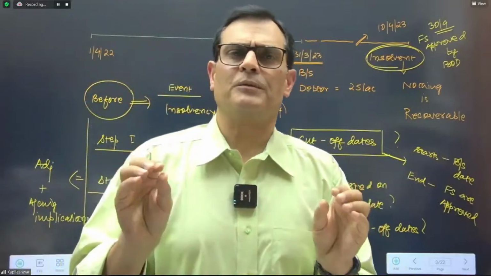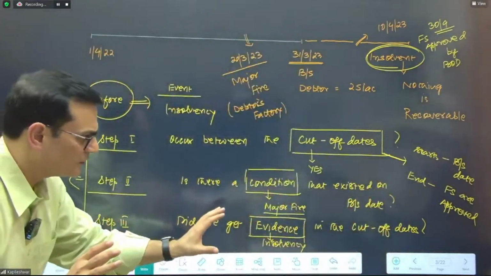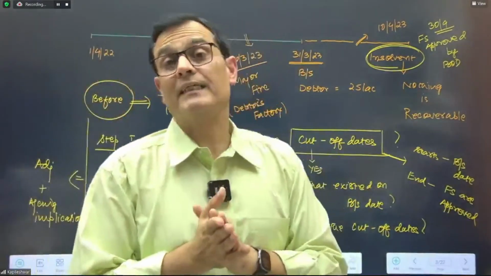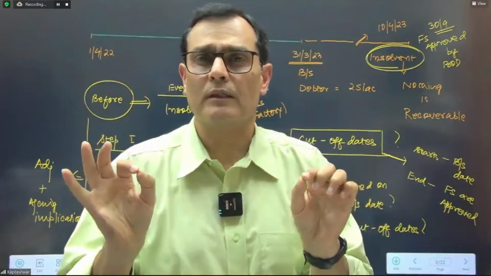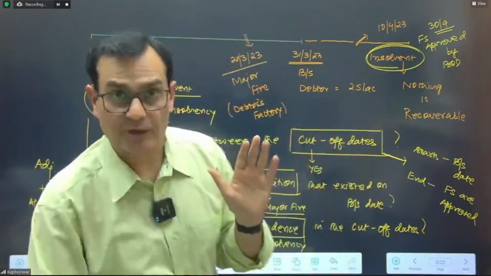And step number 3 is going to be simply a formality. You just need to see whether you got an evidence after the balance sheet date that is in the cut-off dates. If you get an evidence, it is adjusting. If you don't get an evidence, it is non-adjusting in nature. Okay. So far, so good.